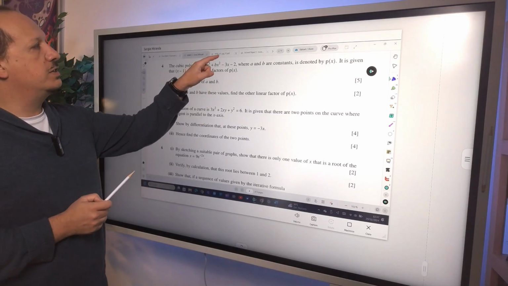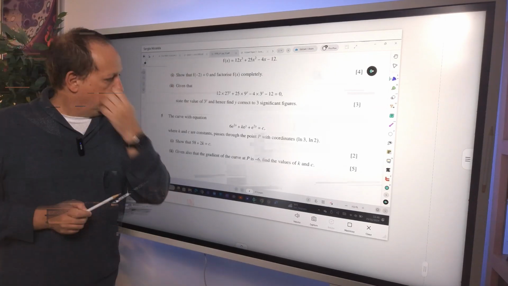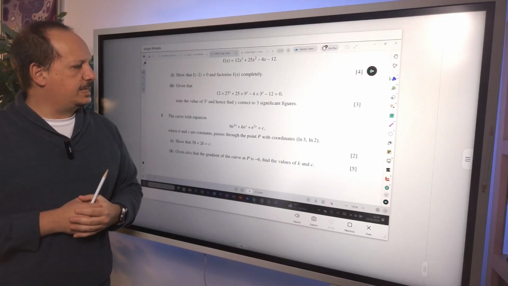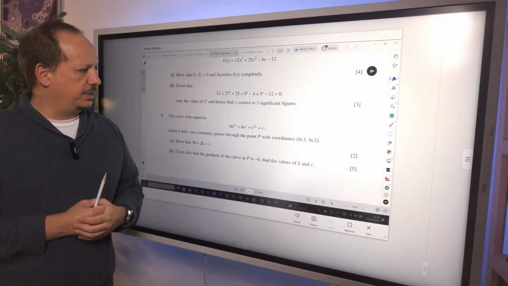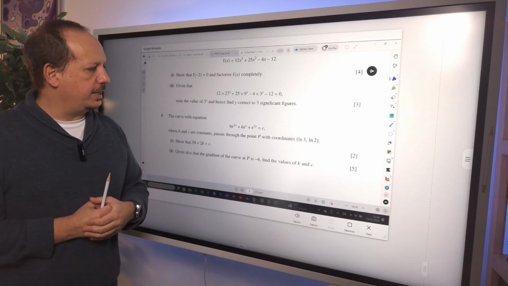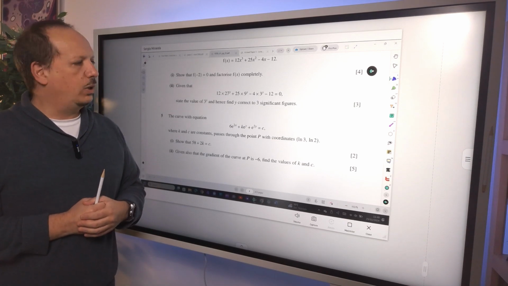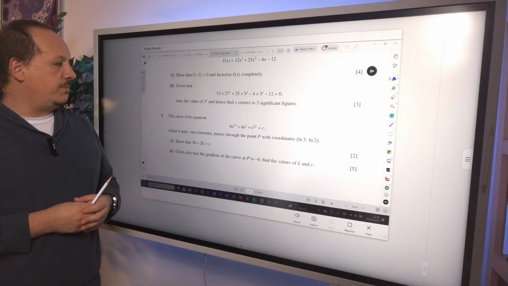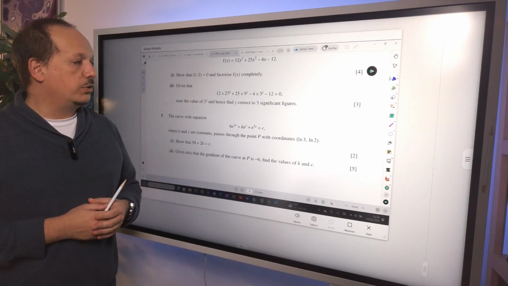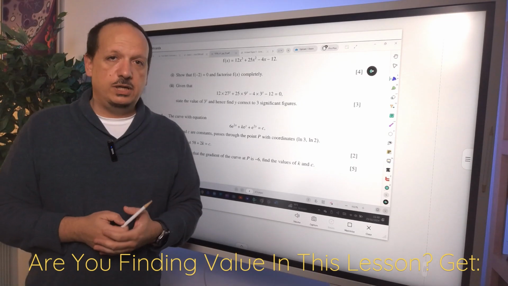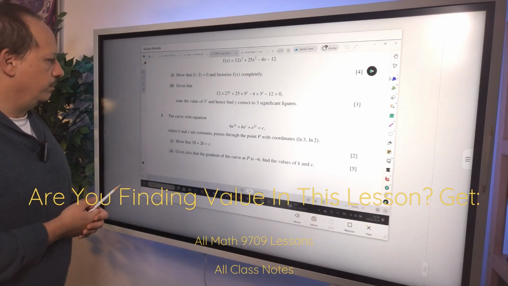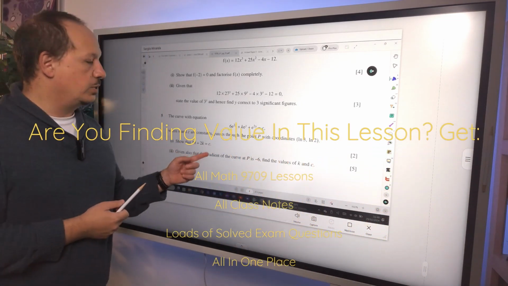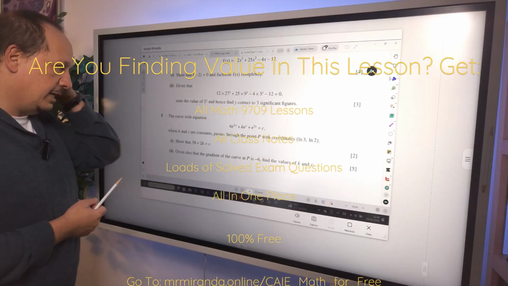This is Spring 2011, question paper 31. The curve with the equation 6e to the power of 2x plus k e to the power of y plus e to the power of 2y equals c, where k and c are constants, passes through the point P with coordinates natural logarithm of 3, natural logarithm of 2. Show that 58 plus 2k equals c, 2 points for that.